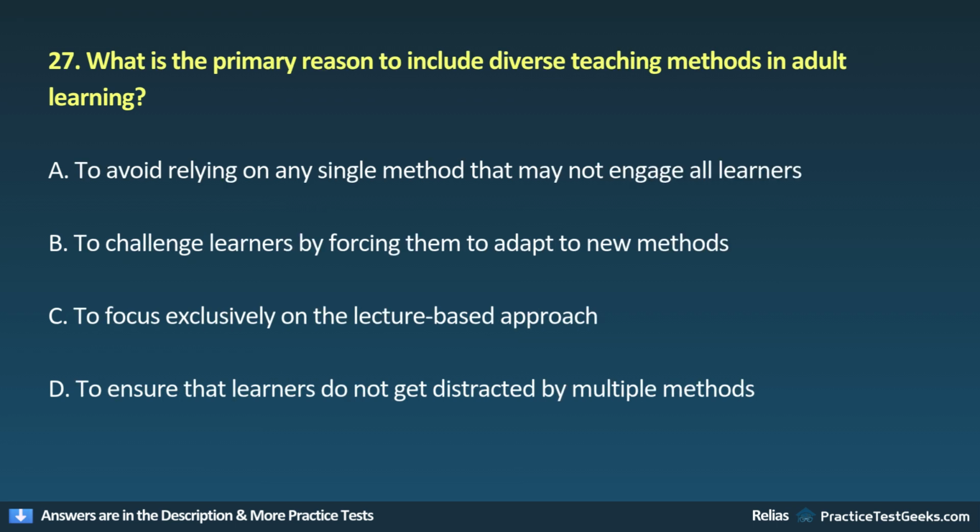27. What is the primary reason to include diverse teaching methods in adult learning? A. To avoid relying on any single method that may not engage all learners. B. To challenge learners by forcing them to adapt to new methods. C. To focus exclusively on the lecture-based approach. D. To ensure that learners do not get distracted by multiple methods.